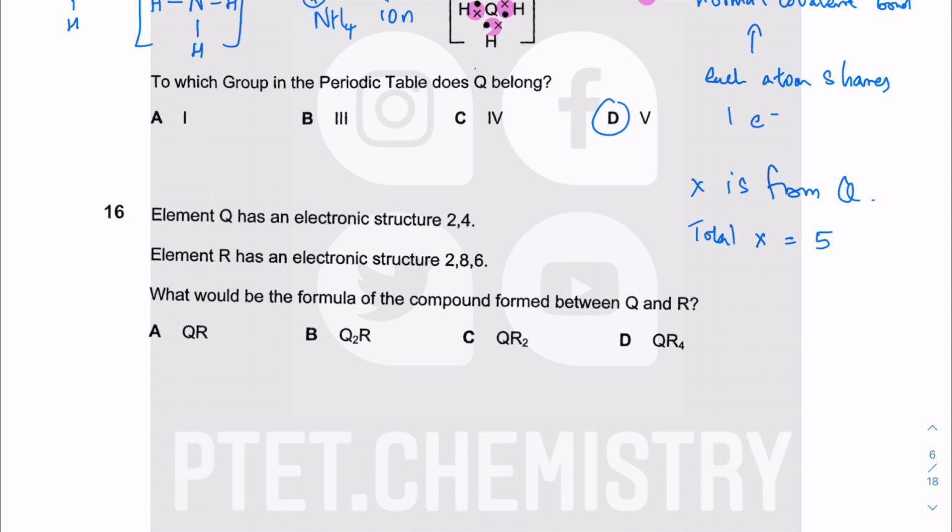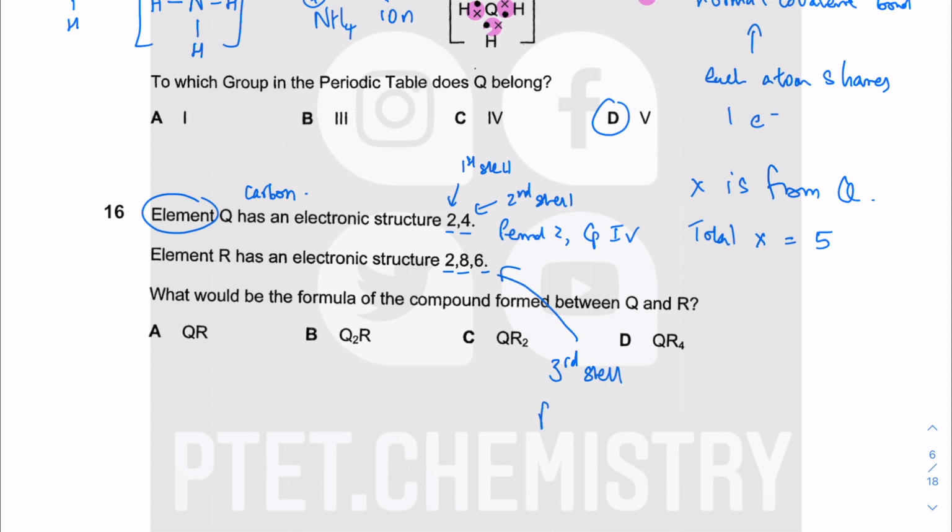Question 16, element Q has an electronic structure of 2 and 4. So this is first shell. This is second shell. So this is period 2. This is group 4. In fact, it is carbon, because it's an element. And then this one is third shell. So this is period 3. Group 6, because it's got 6 valence electrons in the outermost shell. This one has got 4 valence electrons in the outermost shell. So this one is going to be sulfur.